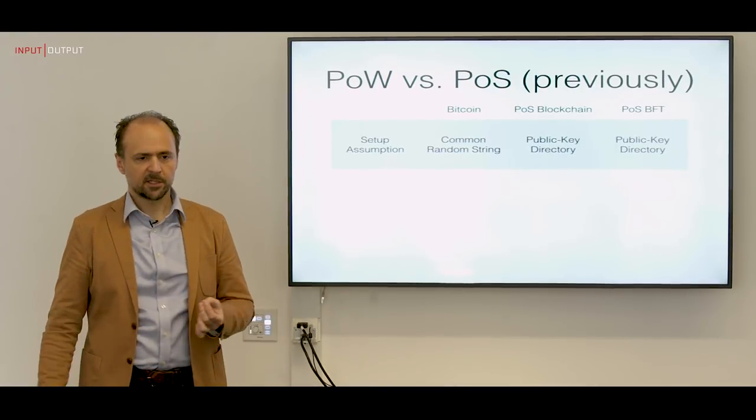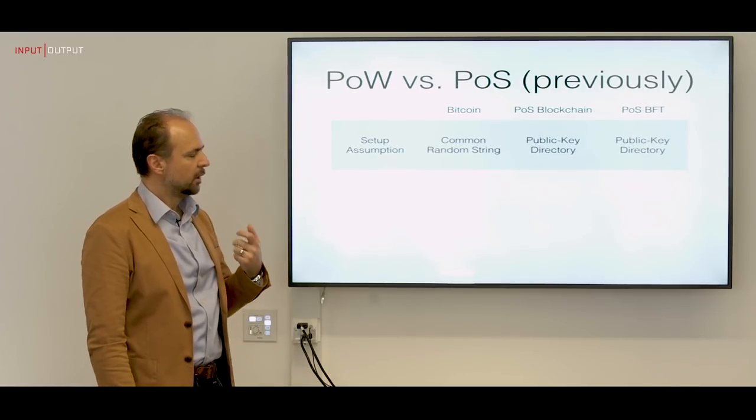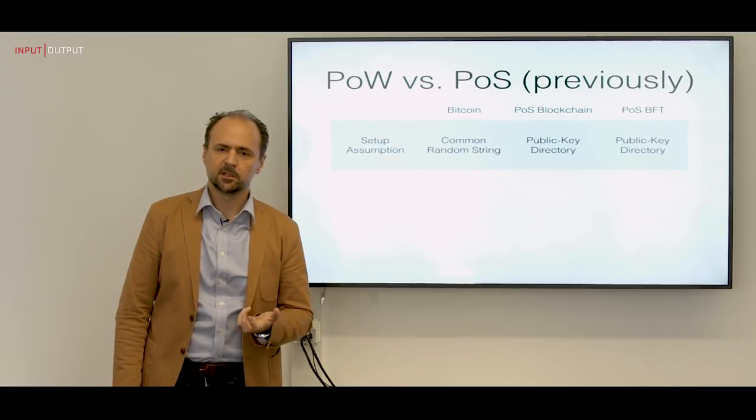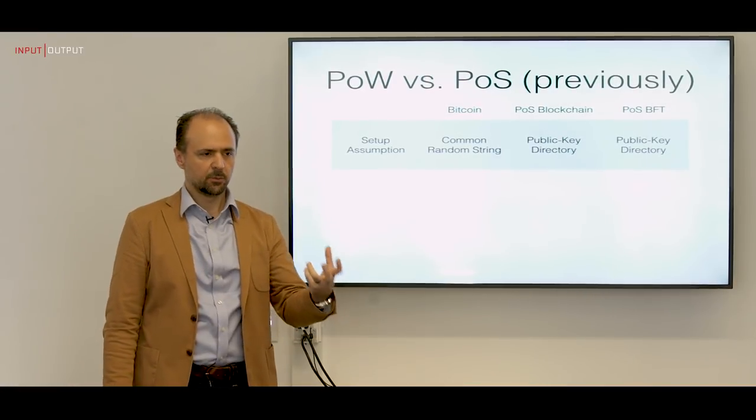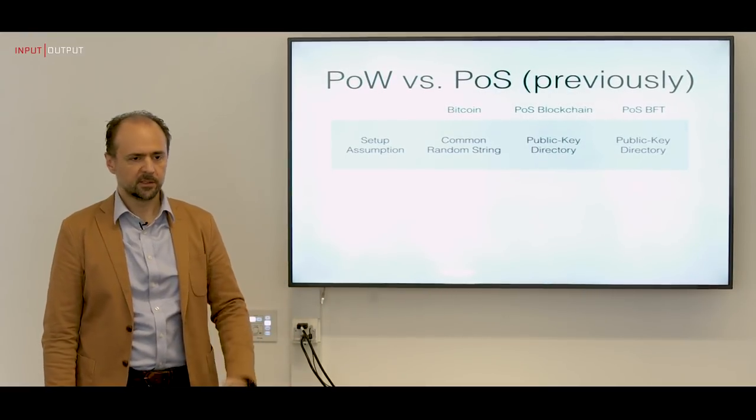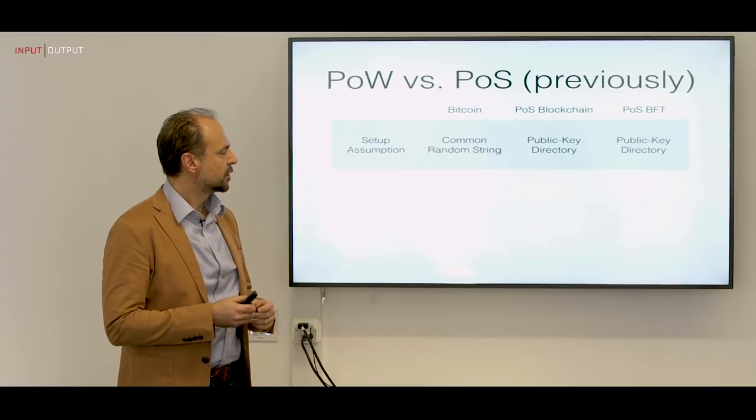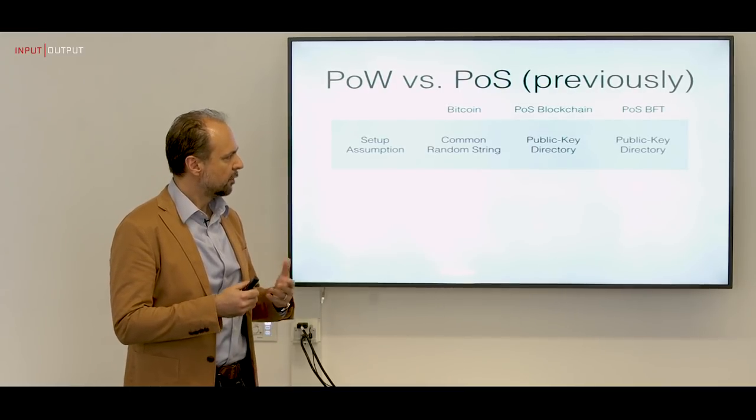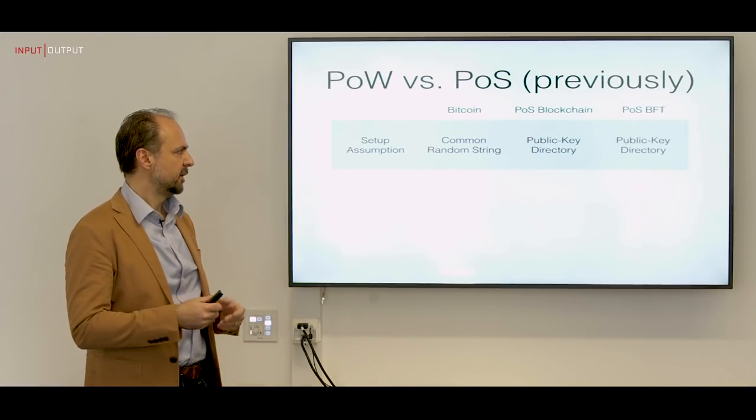Now, in terms of setup assumptions, there is a first difference. The Bitcoin protocol uses a common random string, as it is frequently called in the cryptographic literature, or basically the Genesis block contains a random string, and that is common and shared by all the parties that run the protocol. On the other hand, in the case of a POS blockchain and or a POS BFT protocol, what we assume as a starting point is a public key directory.